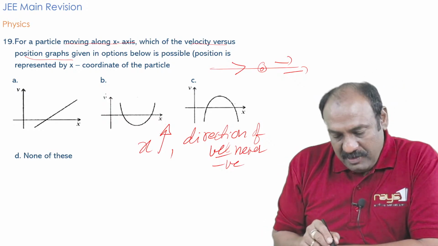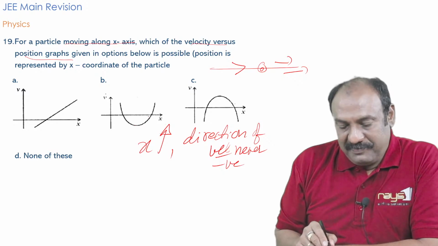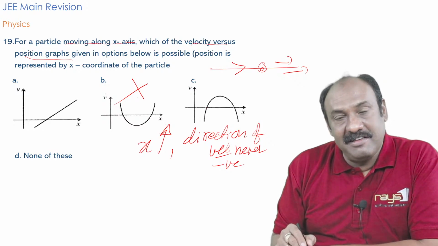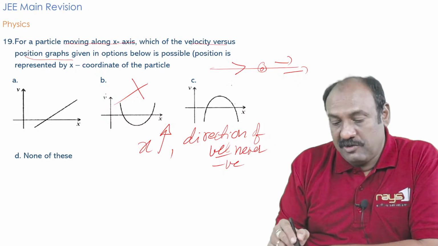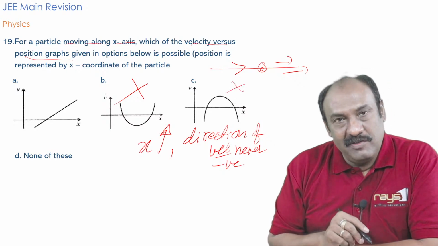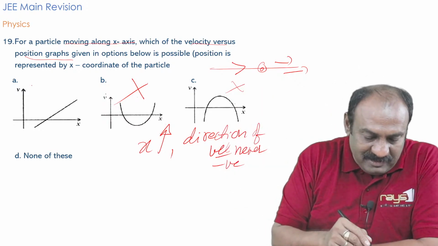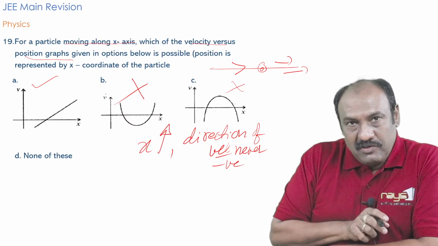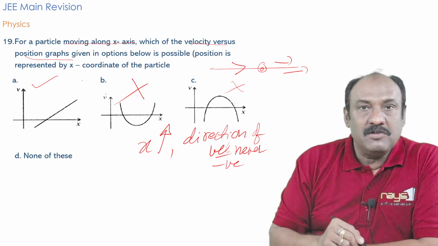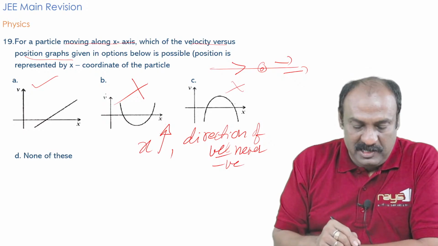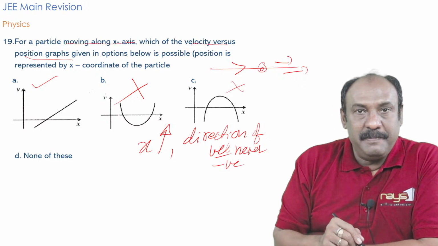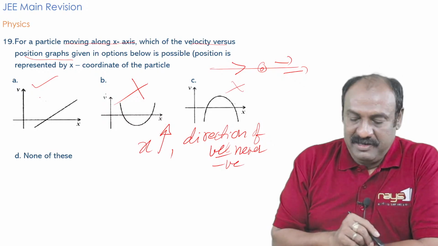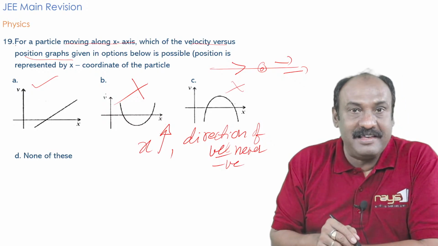So for option B, after some time velocity is negative, after some time again velocity is positive, so it is wrong. For option C, after some time velocity changes from negative to positive, again from positive to negative. It is also not possible for a particle that moves continuously along the x-axis. So only this is the possibility. Suppose velocity is in this direction, velocity is negative continuously in this direction, the slope is the same. So in this case dv by dx is the same, so continuously it may move. As x increases, velocity may increase, the direction of velocity may be the same way. So it never changes. So the answer is A for question number 19.